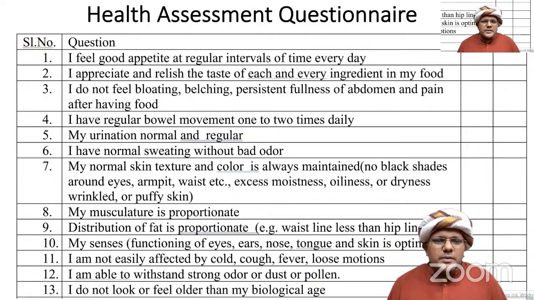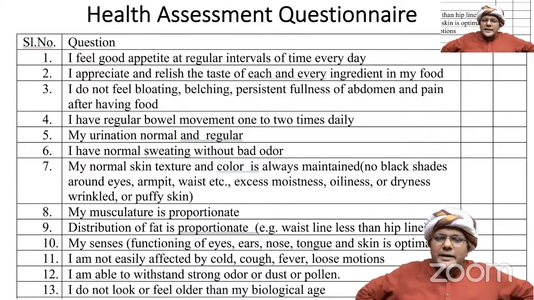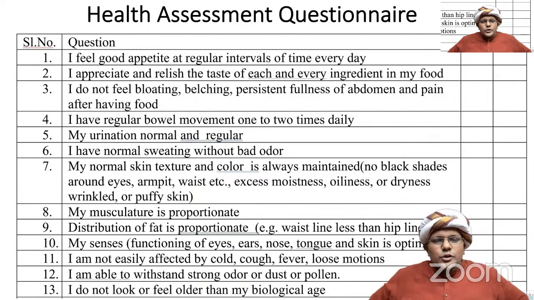Then yes. Some problem is there. No. My musculature is proportionate. It's not like some places my muscles are too heavy and some places muscles are too thin and wasting. That is not proportionate. Or one side it is normal, another side is too big or too small. That is not proportionate. Distribution of fat is proportionate. Always the waistline should be less than the hip line. Hips should be broader than the waist. Okay. So sometimes some places, particularly when there is accumulation of fat, first accumulation happens at the waist part. So that is not happening.